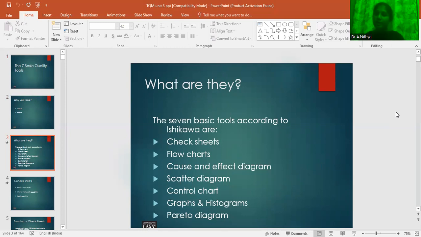The Japanese quality guru Kaoru Ishikawa, a professor of engineering at Tokyo University and father of quality circles, proposed these 7 basic tools based on statistical techniques to facilitate the successful accomplishment of quality improvement objectives. Here we will see them one by one. We have check sheet, flow chart, cause and effect diagram, scatter diagram, control chart, graphs and histograms, and Pareto diagram.